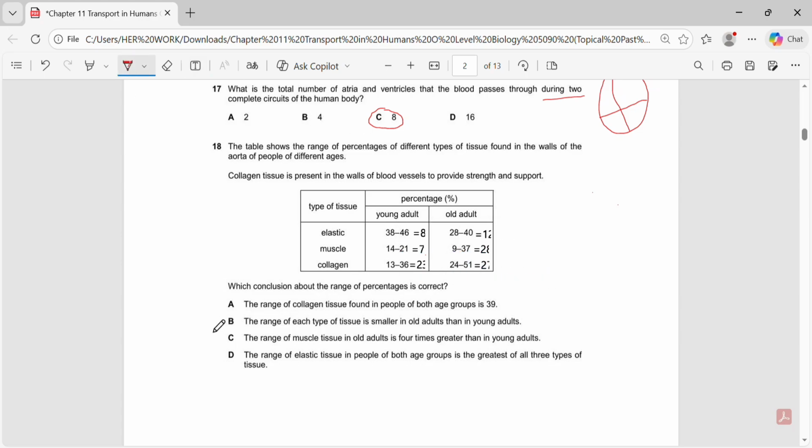Option A is incorrect because the total collagen range across both groups is 38%, not 39%. Option B is incorrect because the ranges are actually larger in old adults, not smaller. Option C states that the range of muscle tissue in old adults is 4 times greater than in young adults, and this is correct because 7 multiplied by 4 equals 28. Option D is also incorrect because collagen, not elastic tissue, has the greatest overall range. Therefore, the correct answer is C, so this is the correct option.